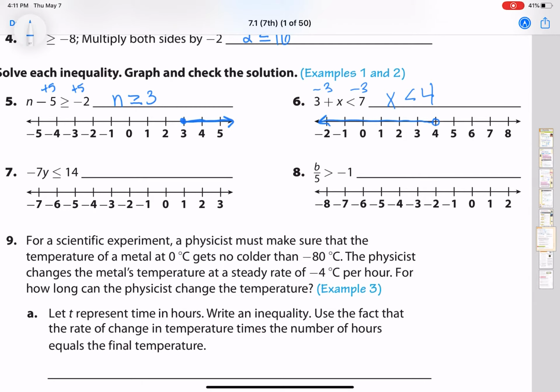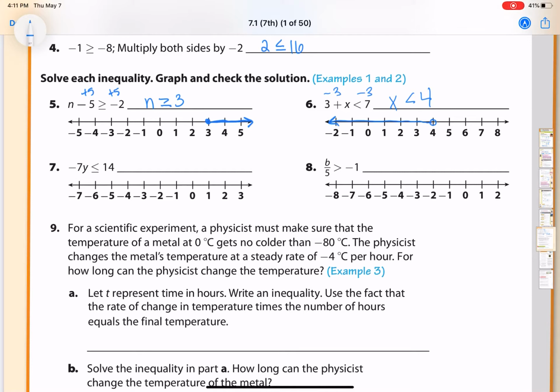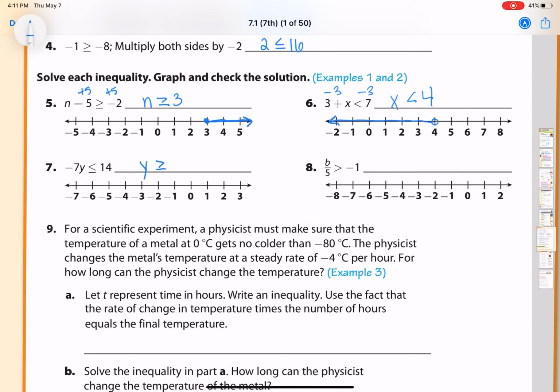Number 7, we're dividing both sides by negative 7, and since we're dividing by negative 7, we switch the inequality symbols. So instead of less than or equal to, we're going to have greater than or equal to. So 14 divided by negative 7 is negative 2. So greater than or equal to, we are going to have a filled-in circle. And if we want it to be greater than negative 2, we're going towards 0 to the right.